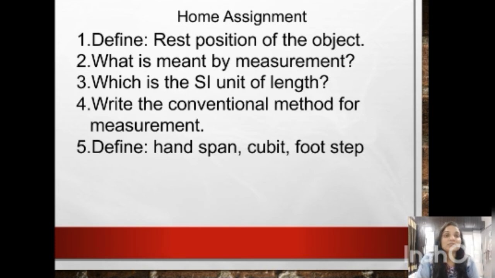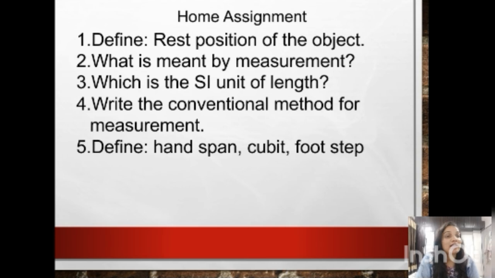Now this is your home assignment. First is the definition of the rest position of an object. You can write this in your own words also. Second, what is meant by measurement. Third, which is the SI unit of length. If you know about weight or time, you can write them down too. Fourth, write the conventional methods for measurement.